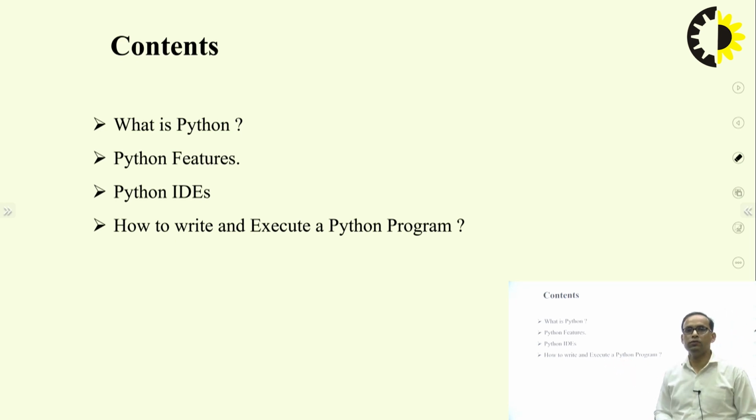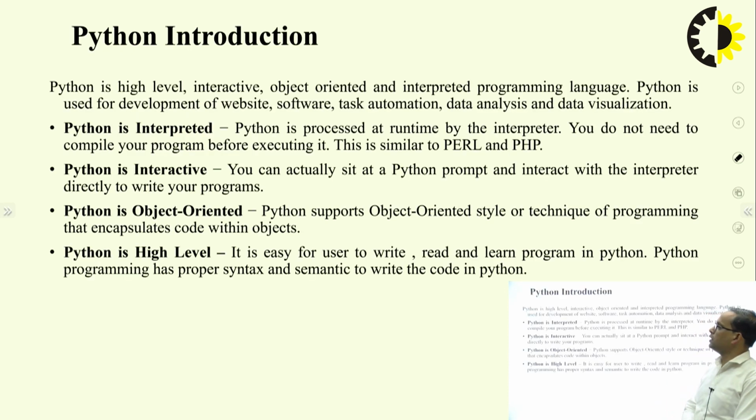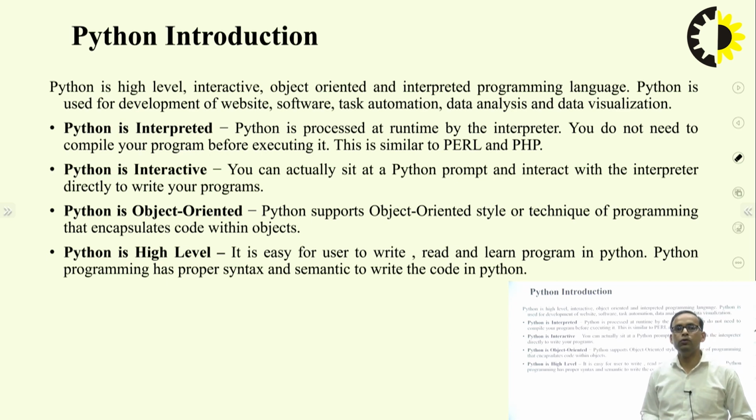What is the process of writing and executing a Python program? So let's start with the introduction of Python. What is Python? Python is a programming language. But what type of programming language is Python? Python is a high-level, interactive, object-oriented, and interpreted programming language. And Python is used for the development of websites, software, task automation, data analysis, and data visualization.